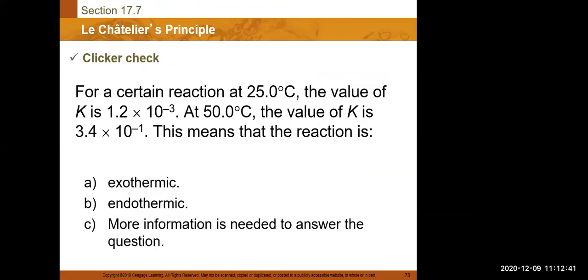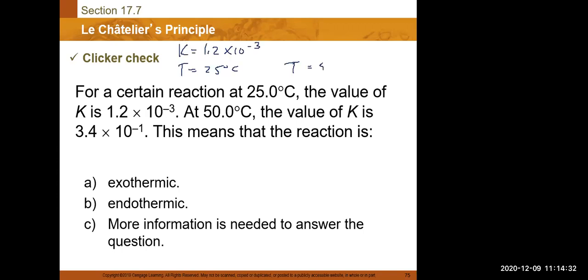Why don't you take a second and think about this one? For this reaction, at 25 degrees Celsius, the value of K is 1.2 times 10 to the minus 3. If the temperature gets raised to 50 degrees, the K value goes to 3.4 times 10 to the minus 1. Is this reaction endothermic, exothermic, or do you need more information? So take a second or so.